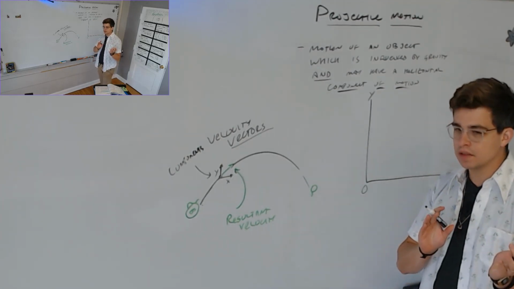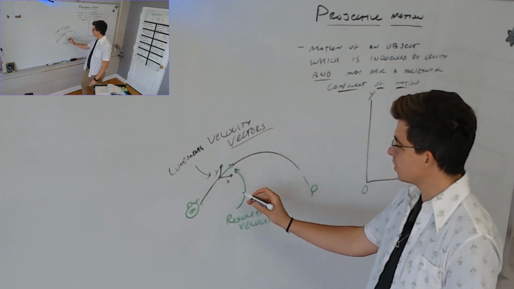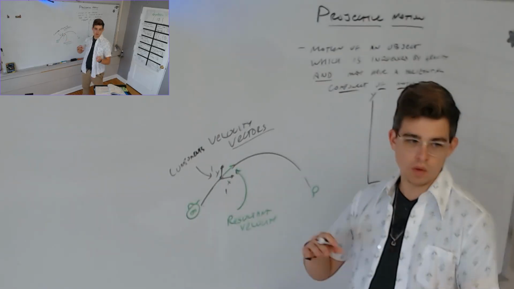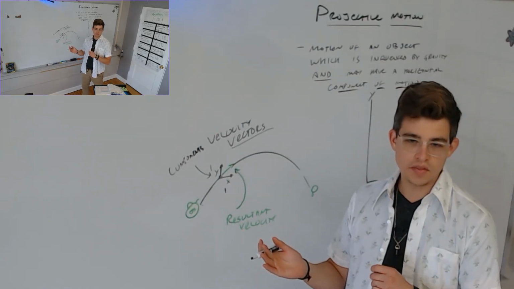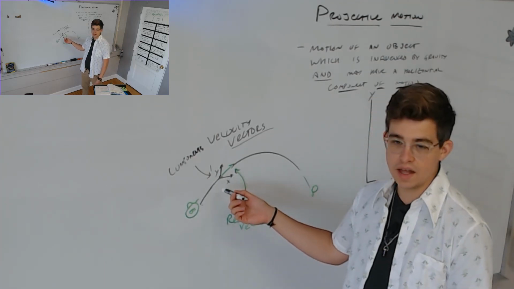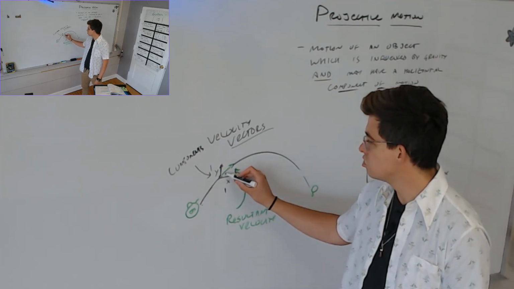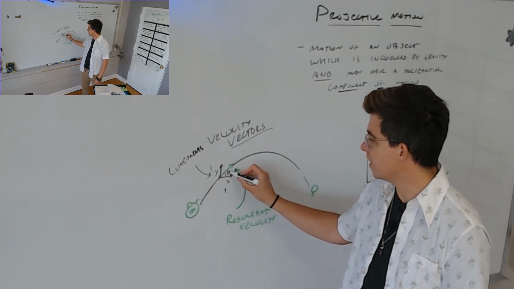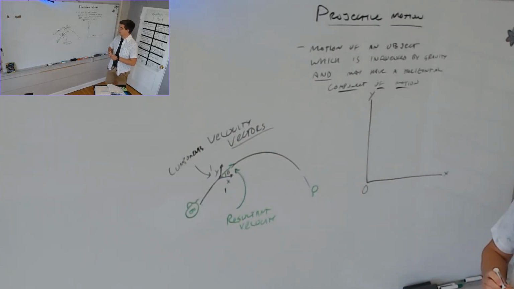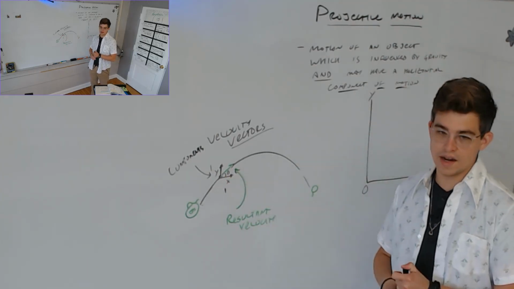But be careful because it's not arithmetically added. That is, if this vector is 1 and this one is 1, you don't add them together 1 plus 1 equals 2. You add them together geometrically. And in this case, that would be the x times the cosine of angle theta, or the y times the sine of angle theta.